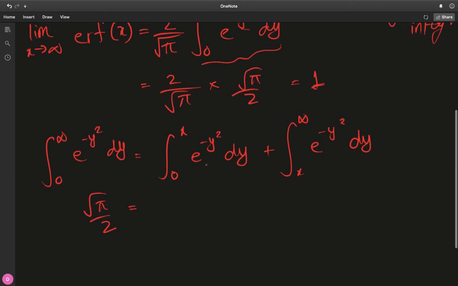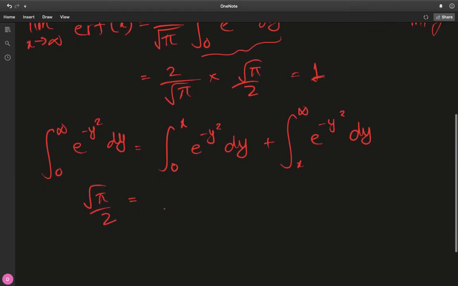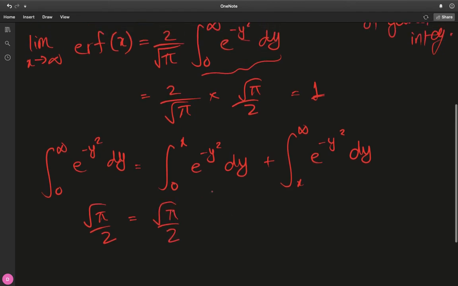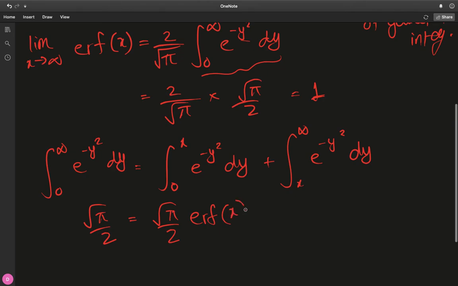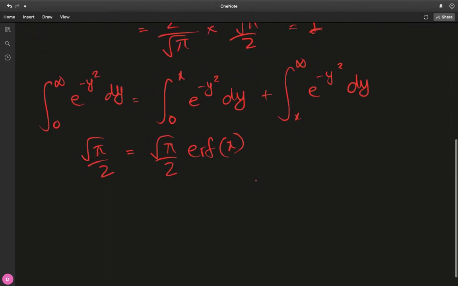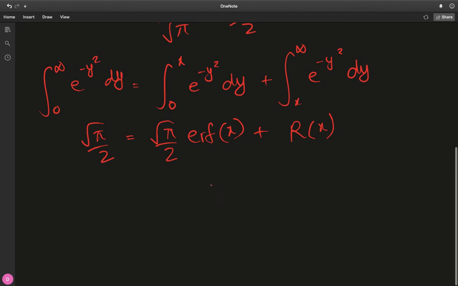This is almost the Gaussian integral, but this is square root of pi over 2 times the Gaussian error function. We just defined that on top. Plus this is some other function, I don't know, let's just call it r of x. So r of x is just going to be, why don't we factorize by this? So we just have 1 minus the error function of x, and we're dividing by that, right?